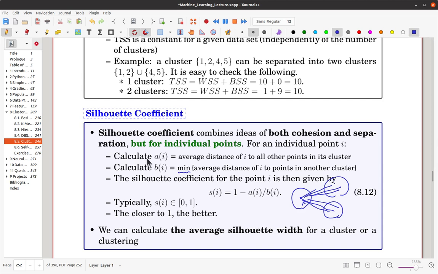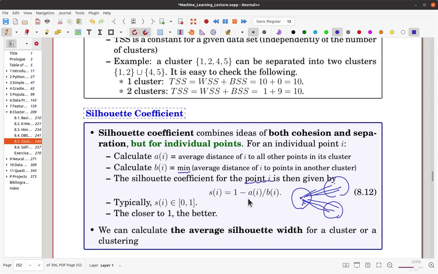With that, the silhouette coefficient for the point i is defined in this way. s_i is 1 minus a_i over b_i. And typically, s_i is between 0 and 1. Occasionally, it can be smaller than 0. But for good clustering, the value must be between 0 and 1, and the closer to 1, the better.